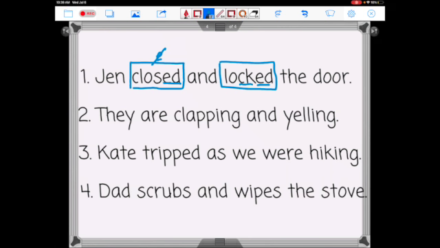All right, sentence two, no ED words, but in sentence three, we see one. Kate tripped as we were hiking. You probably found the word tripped and that ED there. Do you see the double trouble? Because we have a vowel consonant at the end of trip, so we double that P. On the bottom in sentence four, no ED words.